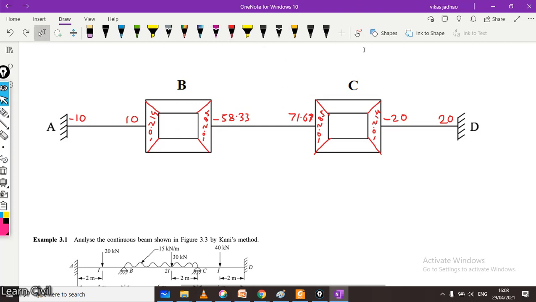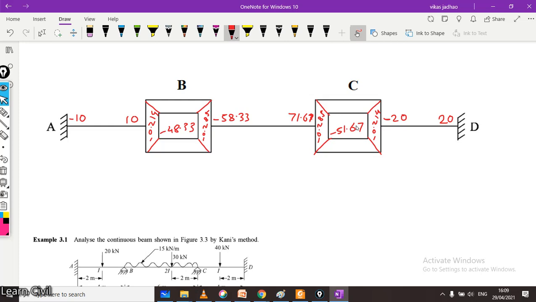So we will get minus 58.33 plus 10, this will be minus 48.33. Similarly, here we will be writing the summation of fixed end moment at joint C. So add this 71.67 and minus 20. So we will get minus 51.67. Just write down this value here.